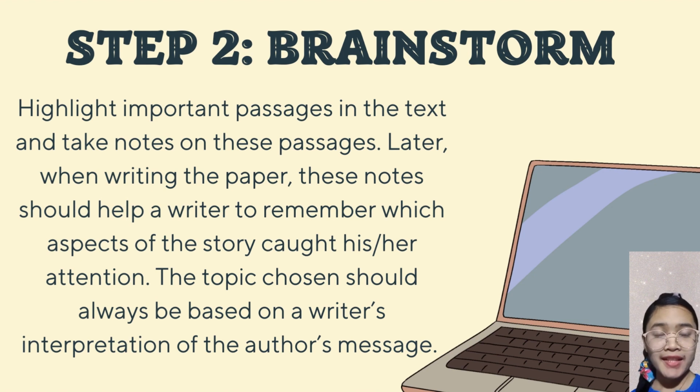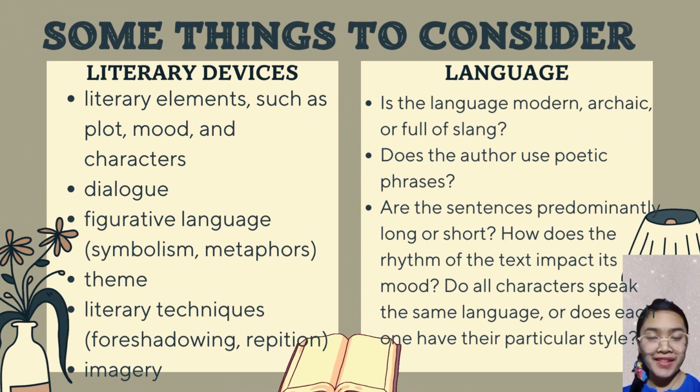Second step is to brainstorm a list of potential topics. So we must highlight important passages in the text and take notes on these passages. Later, when writing the paper, these notes should help us to remember which aspects of the story caught our attention. The topic chosen should always be based on a writer's interpretation of the author's message. Here are some things a writer may want to consider when brainstorming for a literary analysis.